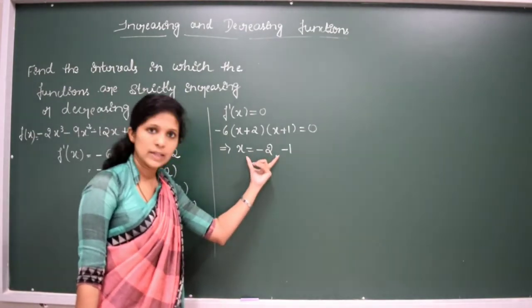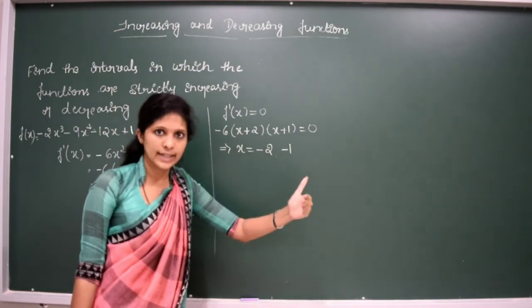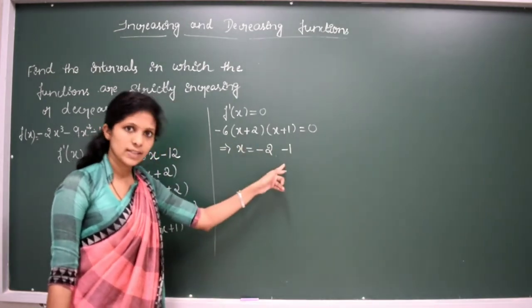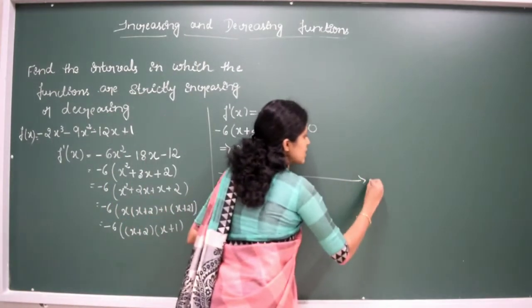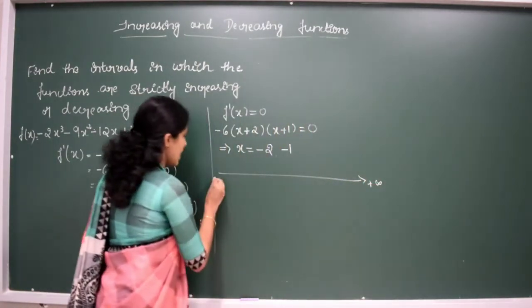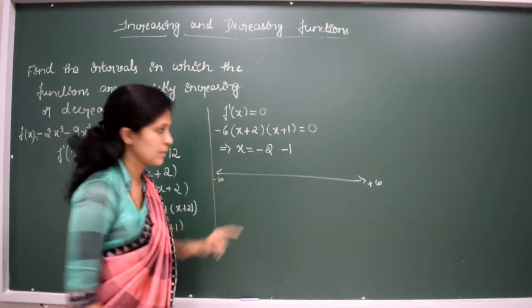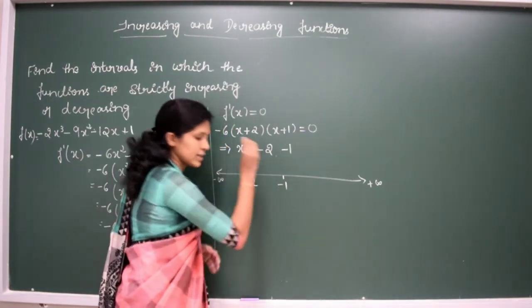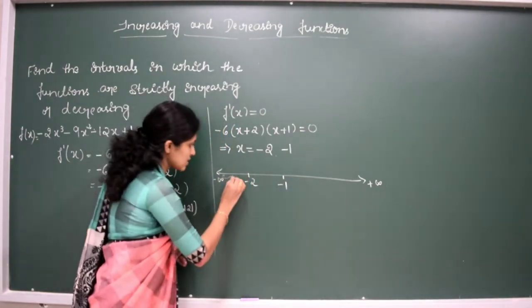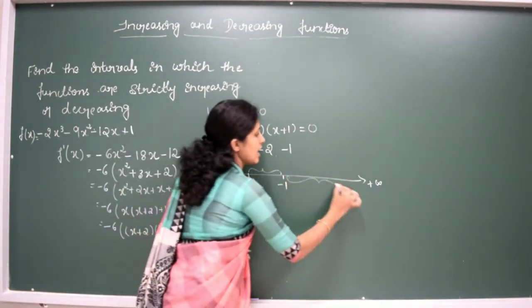These two values divide the number line into three disjoint intervals. Two values are there, so it divides into three disjoint parts. So I will consider the number line. Here plus infinity is there and here towards minus infinity, minus 2 and minus 1. Somewhere here minus 1 is there and somewhere here minus 2 is there. So three intervals: this is one interval, this is another, and this is another.